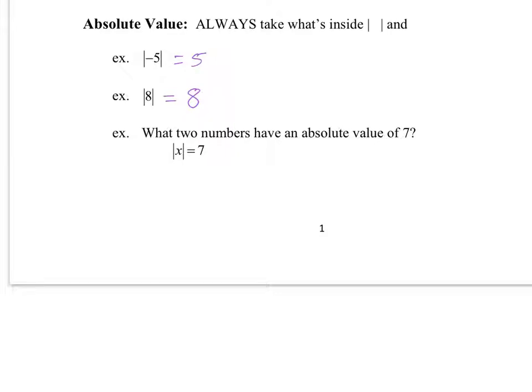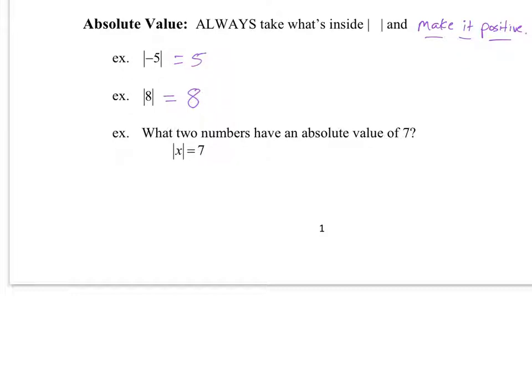So take whatever's in the absolute value. If it's positive, you just rewrite it. Just leave it positive. If you have a negative in the absolute value, you make it positive. We okay on that? So my definition up at the top, always take what's inside, then I did the little absolute value signs, and make it positive. I'm going to underline it for dramatic emphasis. Make it positive.